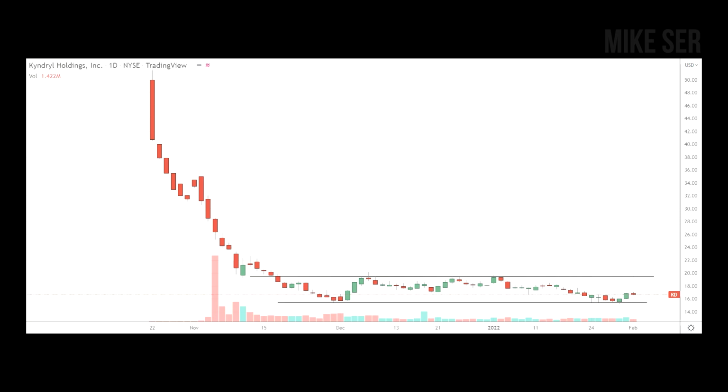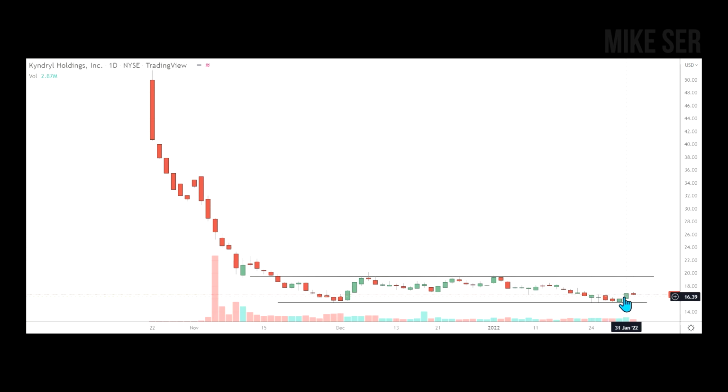The first company I want to take a look at is a company called Kyndryl Holdings, the symbol KD. Now, this stock basically went public on October 22nd of 2021, and you can see ever since the stock went public, it's basically been declining. And now what we are seeing is a basing, right? You can see here, it's basically just trading between the $16 mark and the $20 mark. So you can see here, sideways.